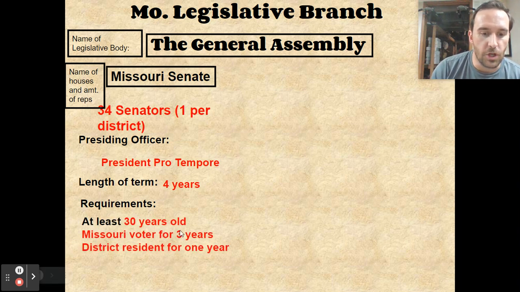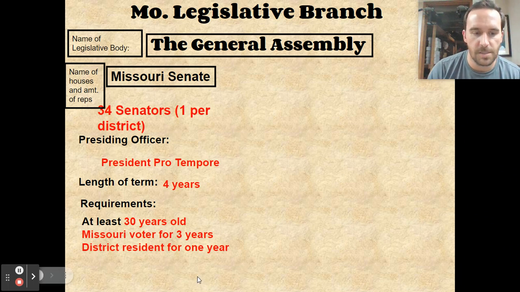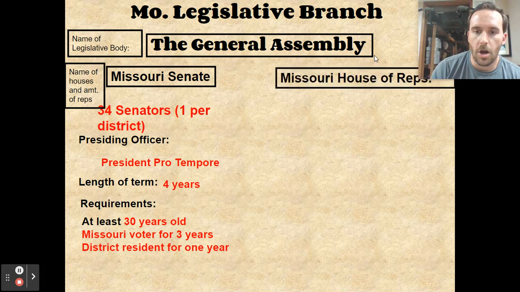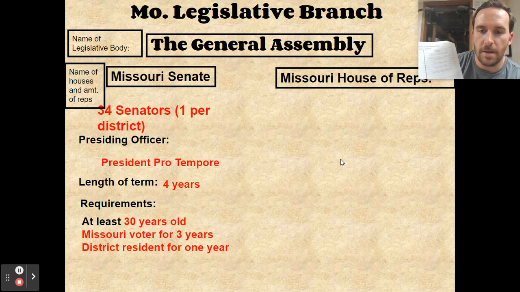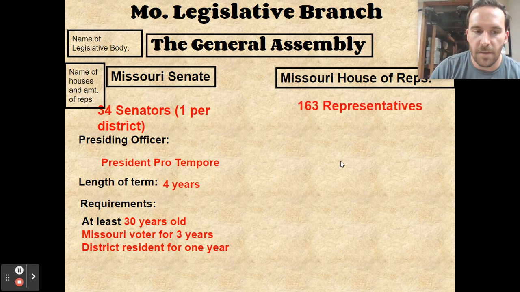And you have to be at least 30 years old, live in Missouri for at least 3 years, and live in the district that you represent. Now we're looking at the very right side of the right half of the page. It's the Missouri House of Reps. There are 163 of them.